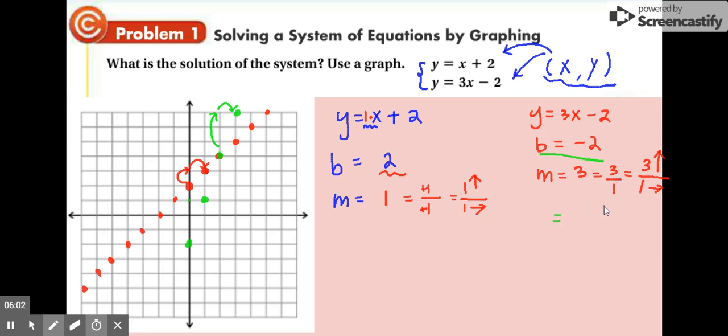3 is also the same as -3 over -1. -3 over -1 is still 3, right? So it means that you can move down by 3 and then move to the left by 1. So that's why I can go down by 3, and then go to the left by 1. Go down by 3, go left by 1.